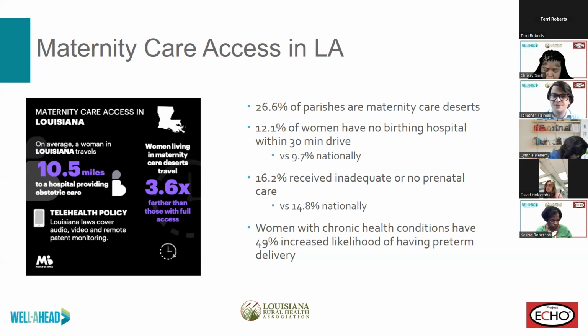And then something that we're seeing all over is that women with chronic health conditions have an almost 50% increased likelihood of having preterm delivery and other complications. So this little infographic on the left further demonstrates this, that women in Louisiana on average travel over 3.5 times further than women with full access who don't live in a maternity care desert. All right, next slide, please.